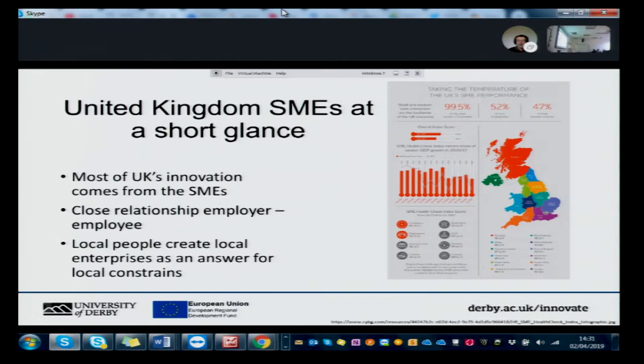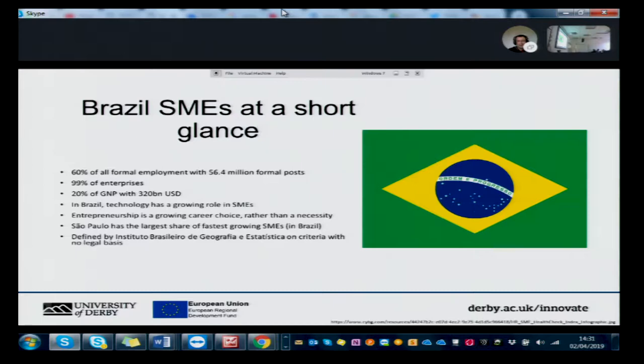They are able to provide all possible good things only for the companies. How does it look in Brazil? In Brazil, it's very similar.